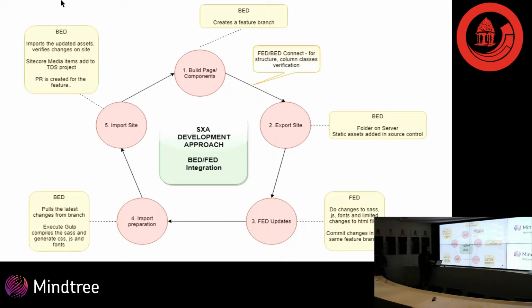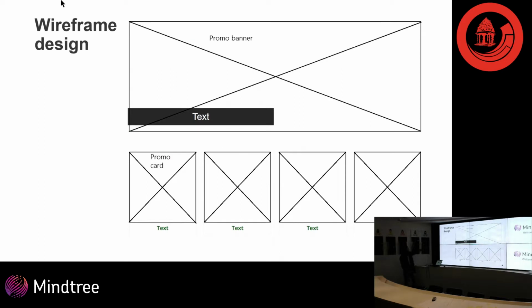So basically, we are going to demo this flow, like how we approach SXA and what our approach was. Taking an example, I have to do something like this. There is a wireframe design where I need a promo banner, which is full width. There must be text coming over the image. I need promo cards like this. So this is a short example which I will be using the promo component to demo.